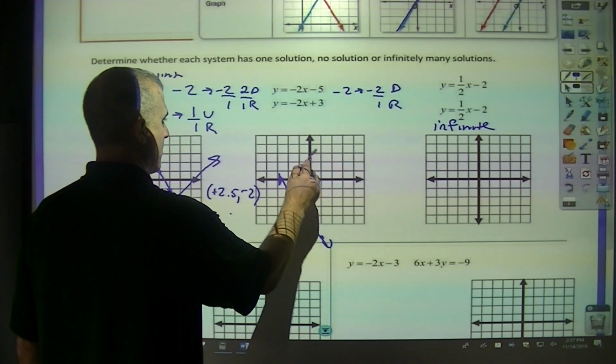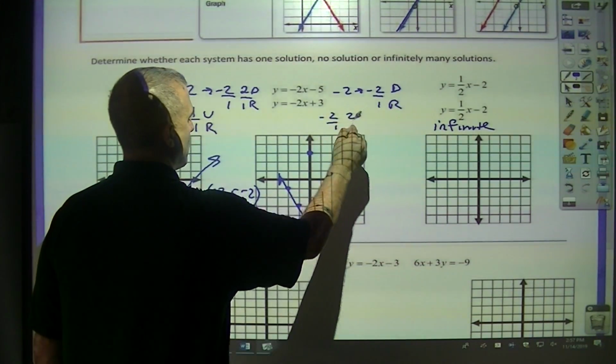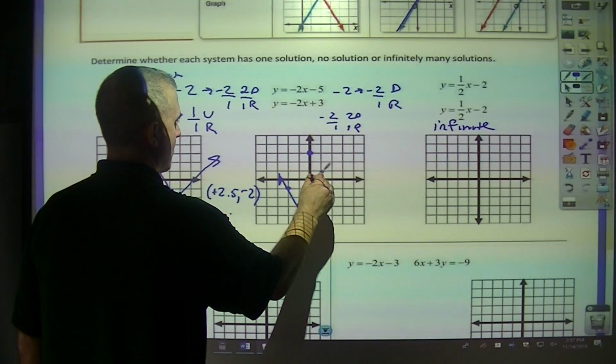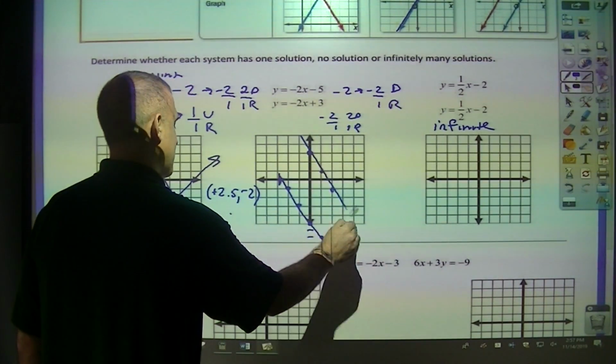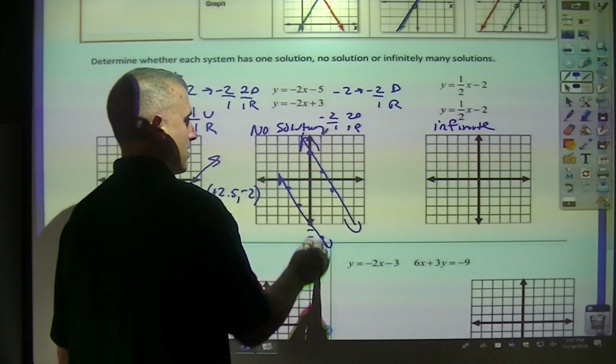This one would start at 3: 1, 2, 3. Same slope, negative 2 over 1, so 2 down, 1 right. So 2 down, right, 2 down, right. Now as you can see, these will not intersect, so that's going to be no solution. Okay?